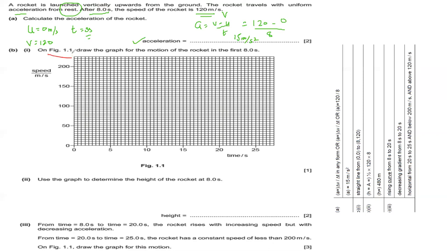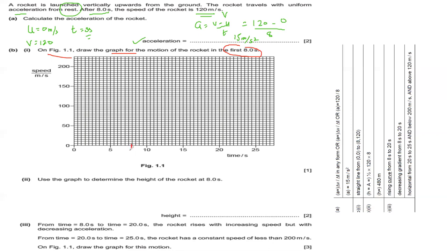On the figure 1.1, draw a speed time graph for the motion of a rocket for first 8 seconds. So how we can draw a speed time graph for motion of the rocket for first 8 seconds? First, it is moving with a constant acceleration, so it should be a straight line with a constant slope. And on the time axis, two boxes represent 1. So this is 6, 7, and this is 8.